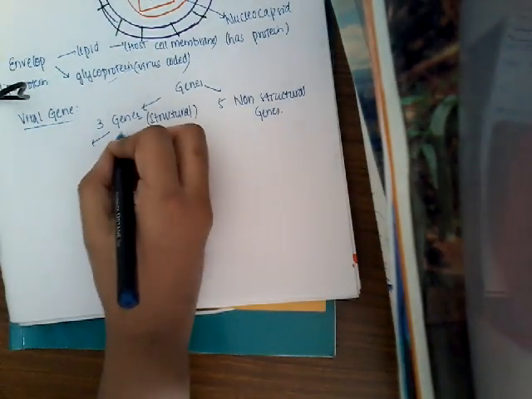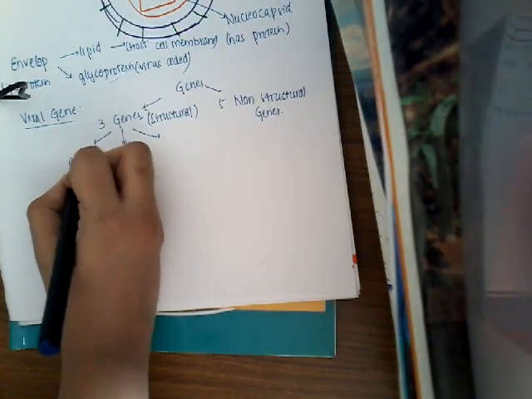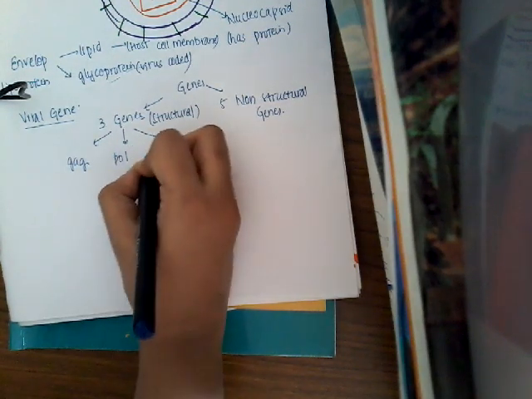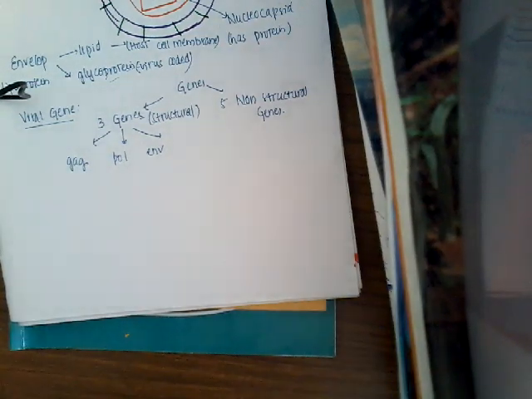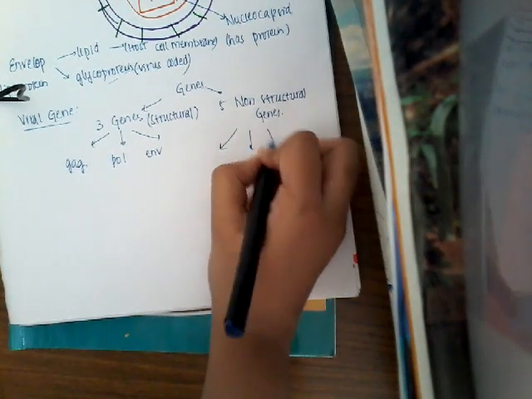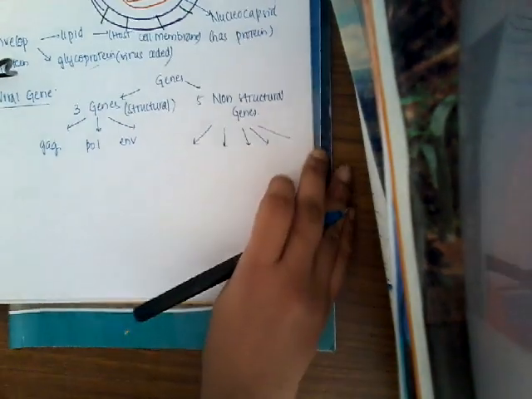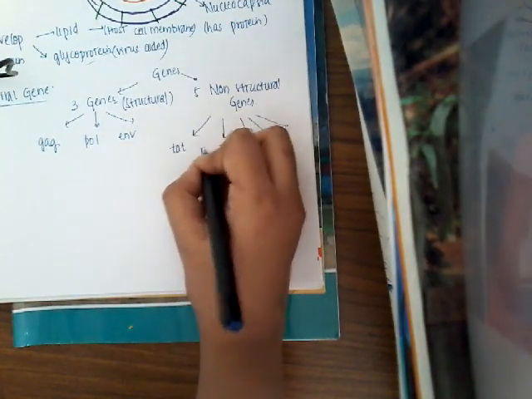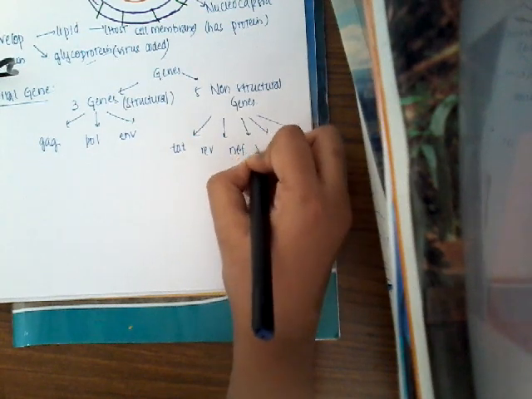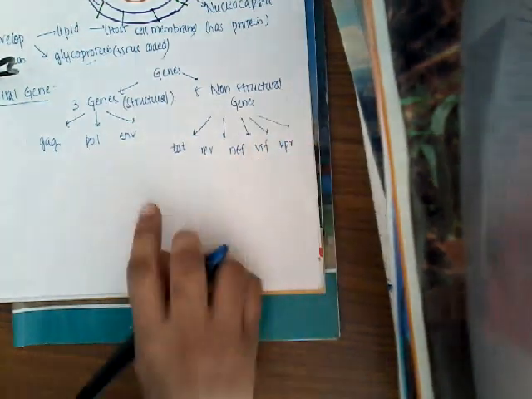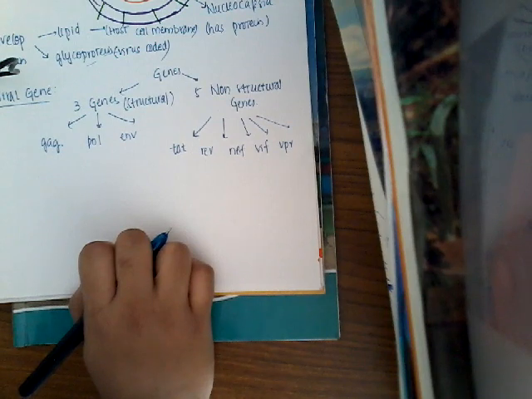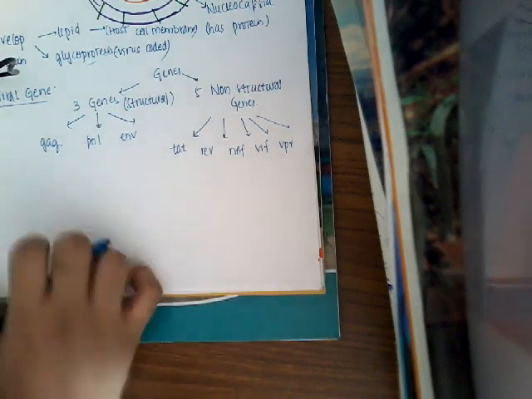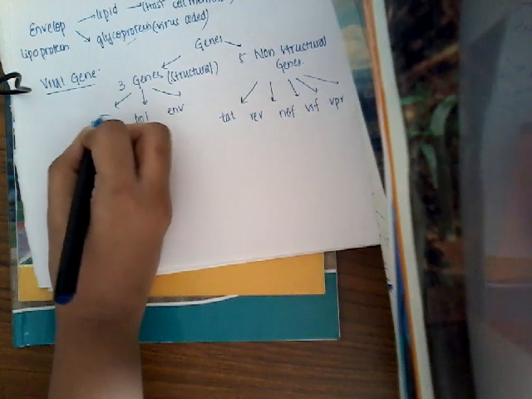The 3 main structural genes are Gag, Pol, and Env. The 5 non-structural genes are Tat, Rev, Nef, Vif, and Vpr. So these are the 5 non-structural genes. Let us learn about each of them in detail. First is the Gag gene.